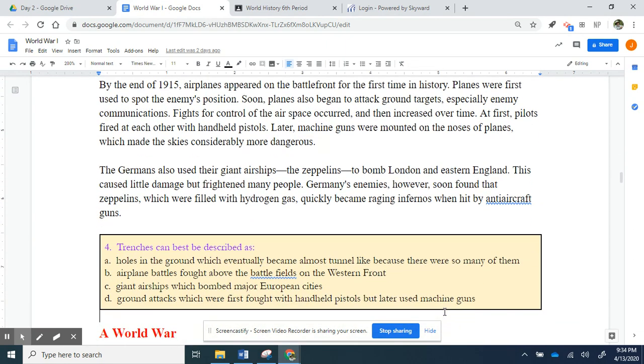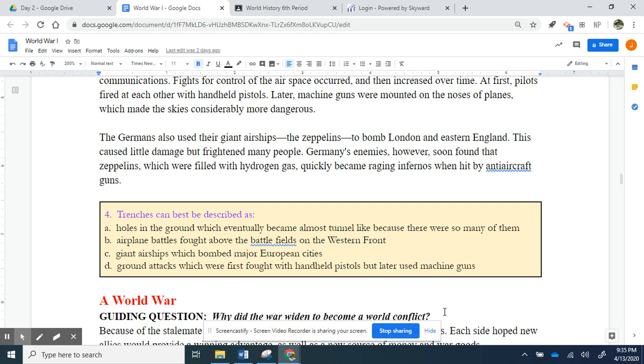The Germans also used their giant airships, the Zeppelins, to bomb London and eastern England. This caused little damage but frightened many people. Germany's enemies, however, soon found that Zeppelins, which were filled with hydrogen gas, quickly became raging infernos when hit by anti-aircraft guns. So question 4 says trenches can best be described as A.